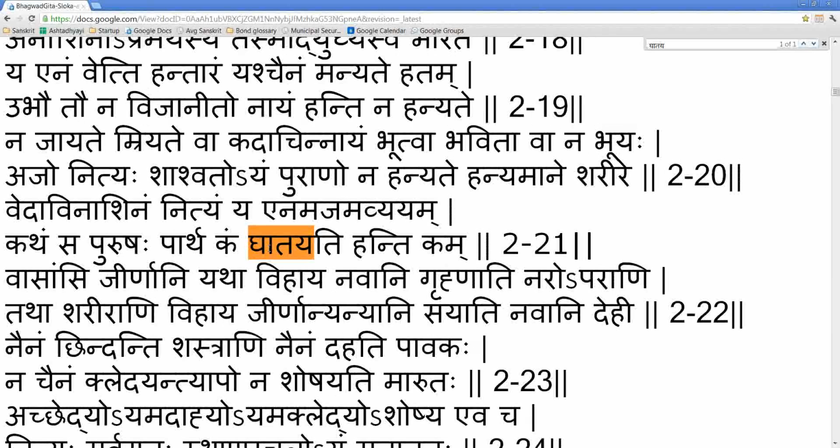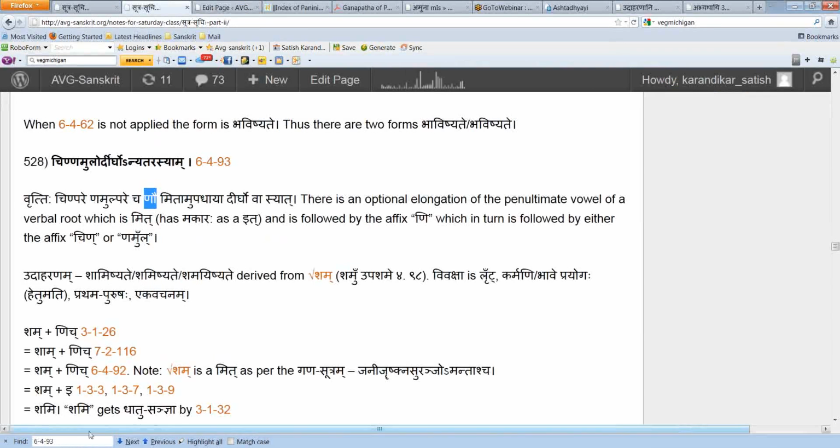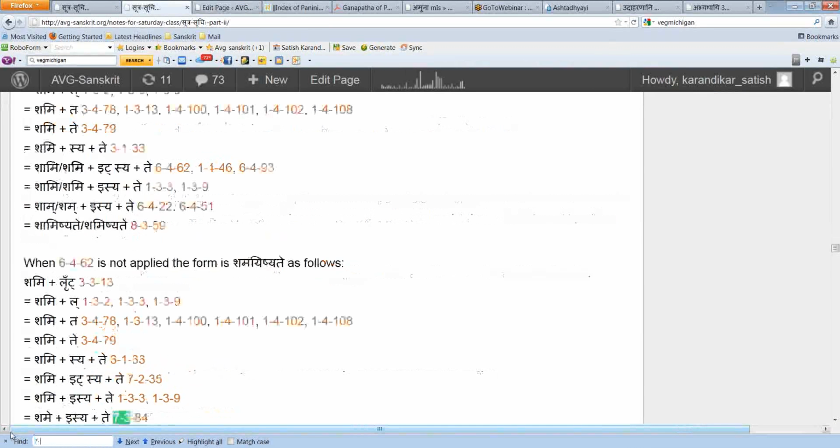But when chin follows, this sutram 7332 cannot apply because hanaha, taha, achinnaloho. So that's why we don't get this sutram over here, and we have to watch out for this one. Even though we get the form ghatayati in the causative, here we'll get only the form aghani, not aghati, because when chin follows, that takara adesha does not take place. Hanasto chinnaloho. This sutram is 7332.